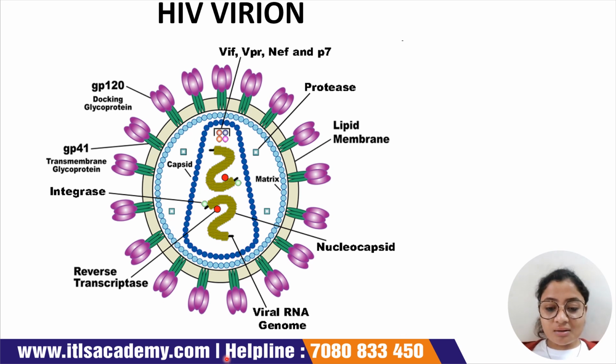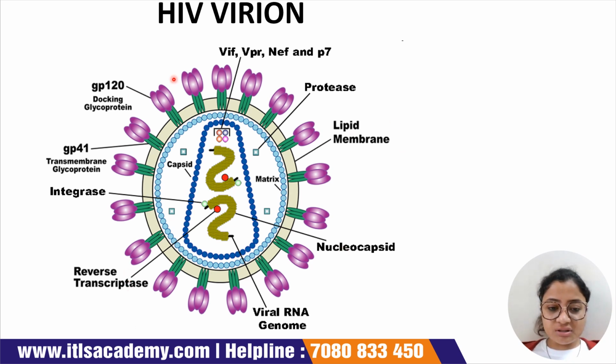The most important part about HIV virus is that it is a RNA virus. So the genetic material will be RNA. This is the RNA genome that is there, and this is the reverse transcriptase enzyme, which is also a very important part of the HIV virion. This is the integrase enzyme, which is again a very important enzyme. Then we have the capsid. This blue colored coating is the capsid. This is the matrix. We have the lipid membrane, we have the nucleocapsid.